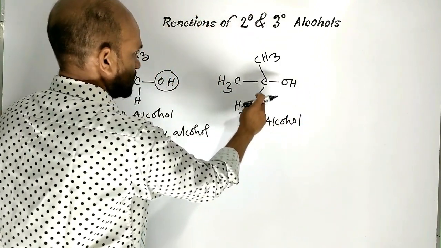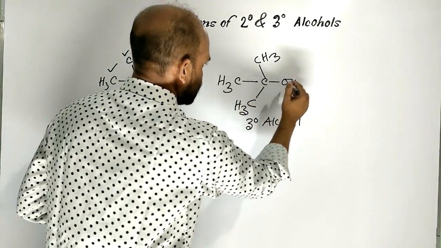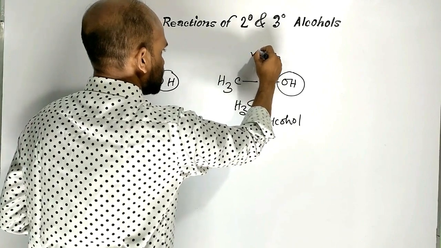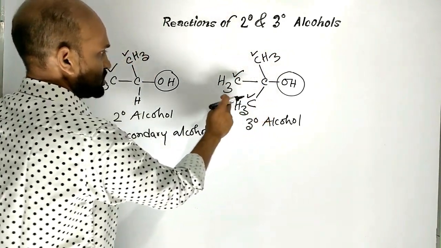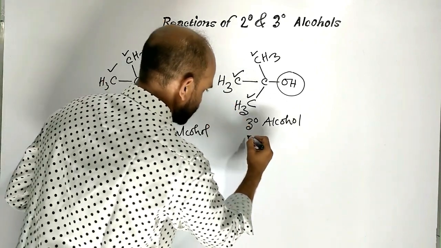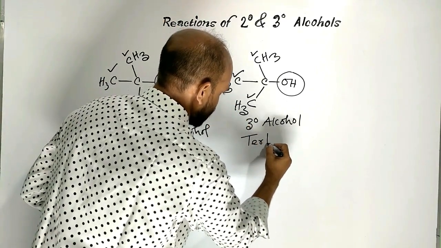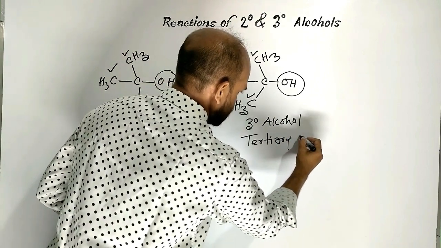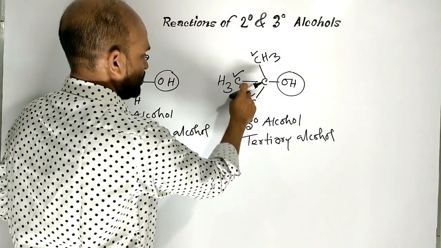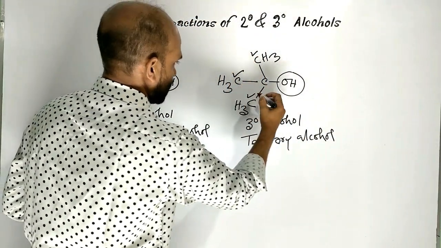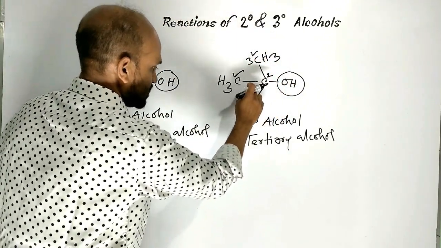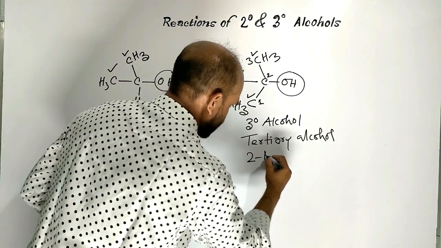because here carbon linked up with hydroxyl group is linked up with 3 carbon atoms. For this reason, this is a kind of 3-degree alcohol. This is also known as tertiary alcohol. Its name is 2-methylpropanol. 1, 2, 3. So its name is 2-methylpropanol.